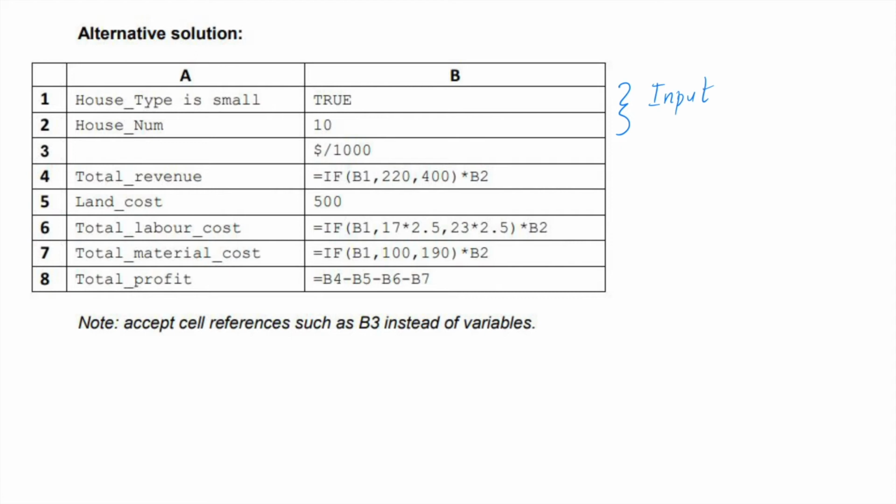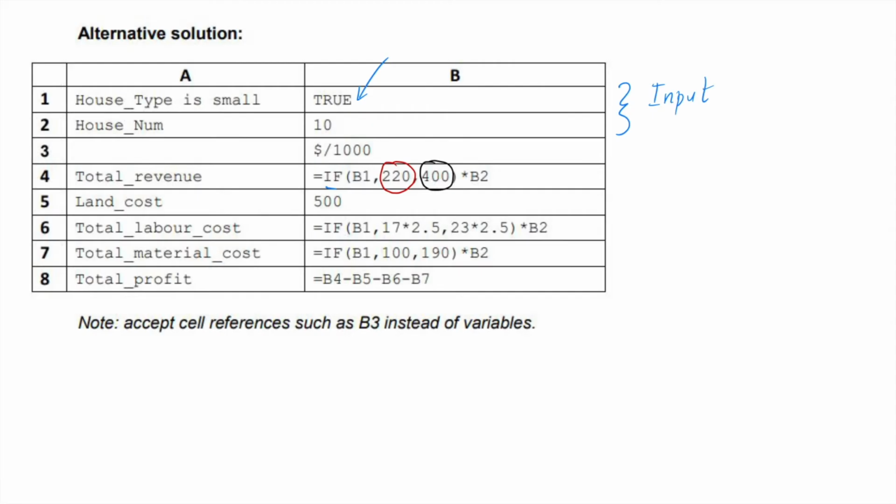So we have a few things that we should put in the spreadsheet, and it's important to understand that we want to calculate all of our intermediary values in a spreadsheet. The first thing we want to do is calculate the total revenue. Right here, we have an if statement to help us do that. If B1, which refers to this right here, is true, meaning it is small, then this entire if statement is going to change to 220,000, the revenue for a small house. Otherwise, it's going to change to 400,000 for a large house.